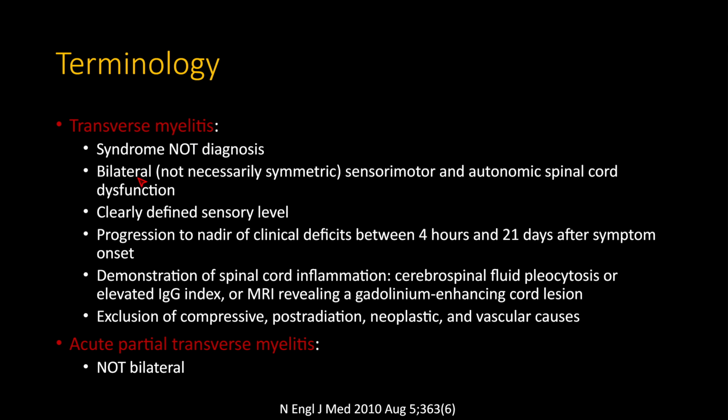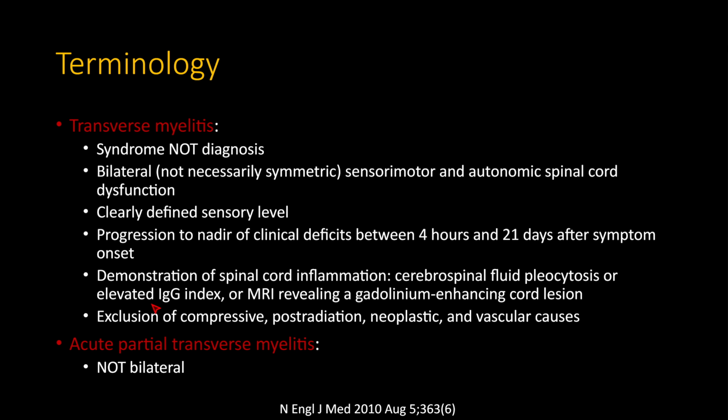Basically, the main things to remember about transverse myelitis, and the definition here comes directly from this New England Journal of Medicine article, is you have to have bilateral symptoms that localize to the spinal cord. They're not always going to be symmetric, but the symptom has to localize to both sides of the spinal cord. What this translates to for imaging, if you can see it on imaging, is you see lesion that involves both sides of the spinal cord. And then there are some more clinical features, and you need to somehow demonstrate that there's inflammation in the spinal cord. This could be either through CSF sampling or by imaging demonstrating an enhancing cord lesion.